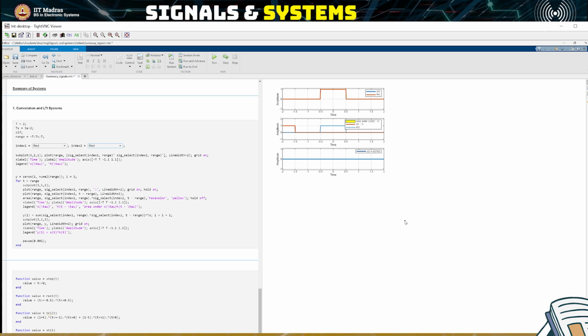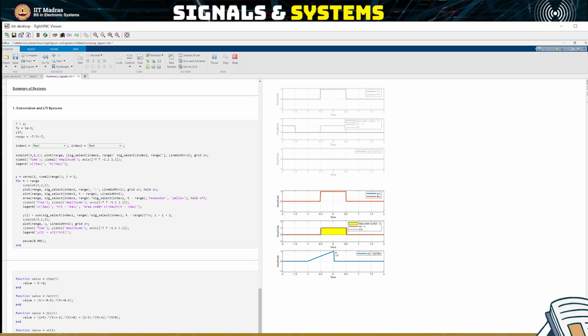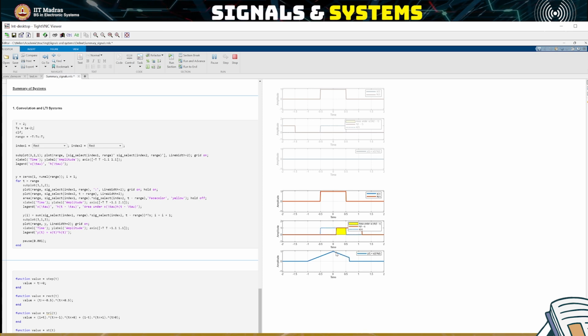It moves from the left to the right. As it moves from left to right, you can see what is happening. At every point the red and the blue are getting multiplied. Whenever there is no overlap, the output is 0 because the product has an area which is 0. And the yellow part shows the area under the product, and that keeps increasing as long as there is a non-zero overlap, and then it decreases once again when the overlap decreases.